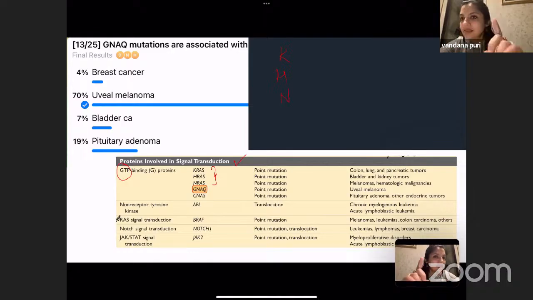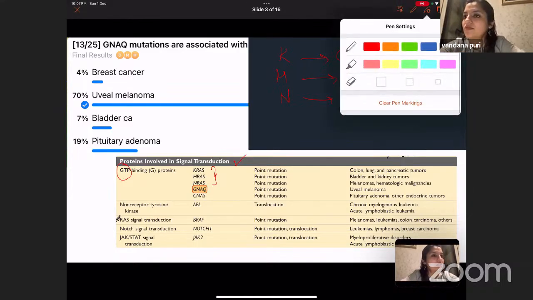Remember KRAS, always remember the formula, that is CLP. It is involved in colon cancer, lung cancer, and pancreatic tumors. One of the very common mutations of pancreatic cancer. Now HRAS is very typical for, remember always, BK, that is bladder and kidney tumors. So bladder and kidney is HRAS. NRAS is basically in melanomas, and recently it has also been found in hematological neoplasms. So these three must be known by everybody. These are very important things that you have to remember.